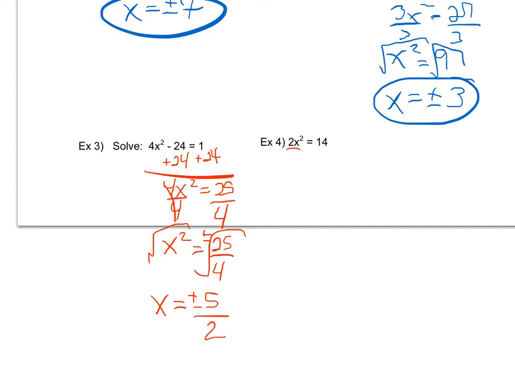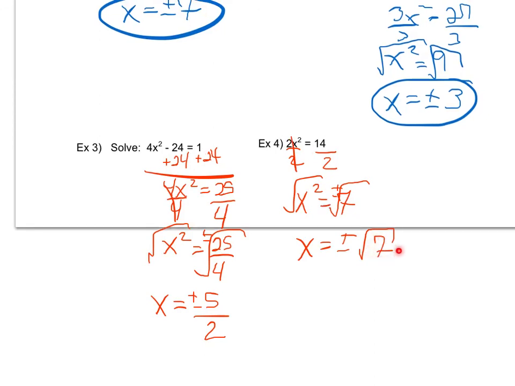Finally, last example, I divide both sides by 2 to get x squared by itself. I get x squared equals 7. From here, I take the square root. I remember my plus or minus, and I get x equals, I do not know what the square root of 7 is, so I just leave it under the radical. I ask myself, can the square root of 7 be simplified? It cannot. It doesn't have any perfect squares, so I'm going to go ahead and stop there.